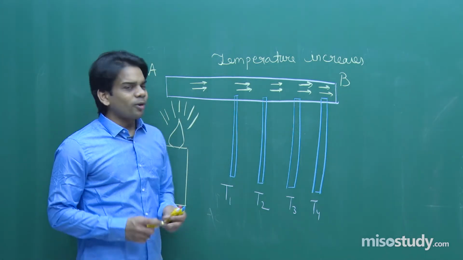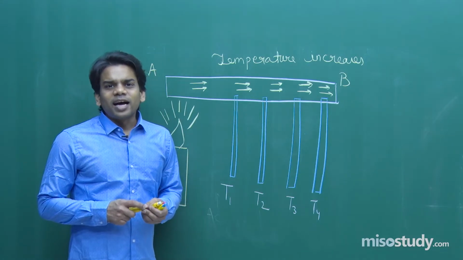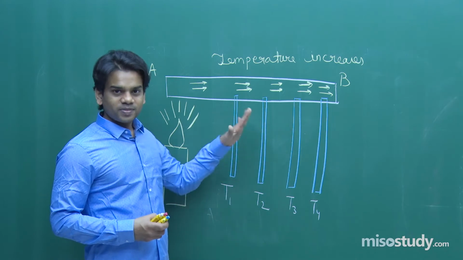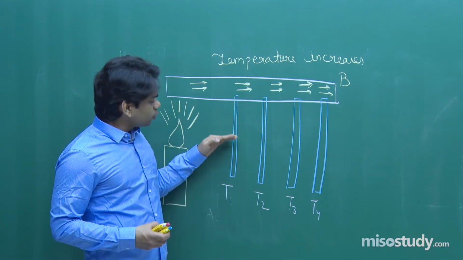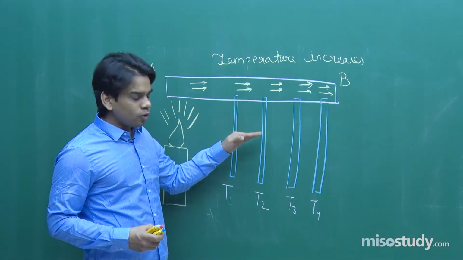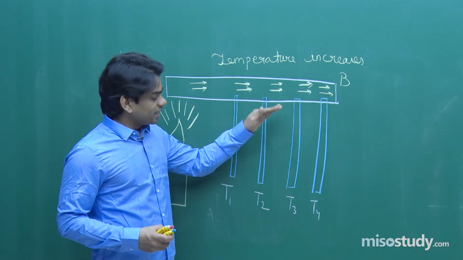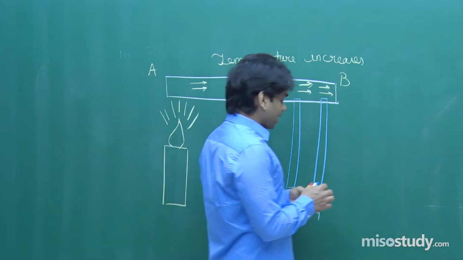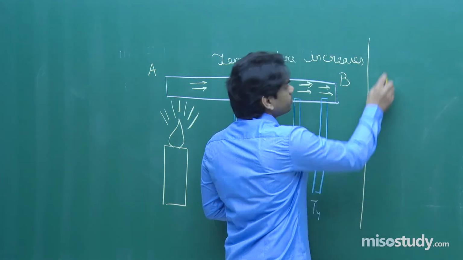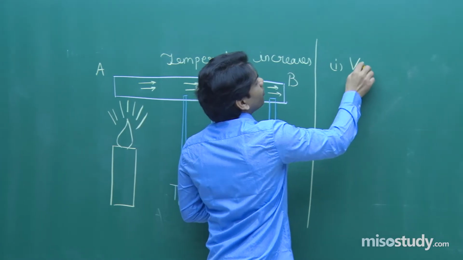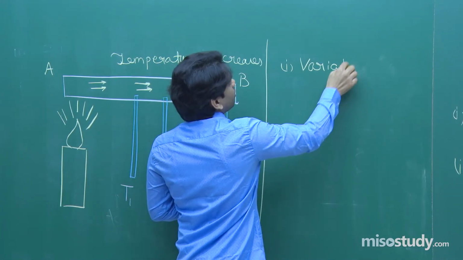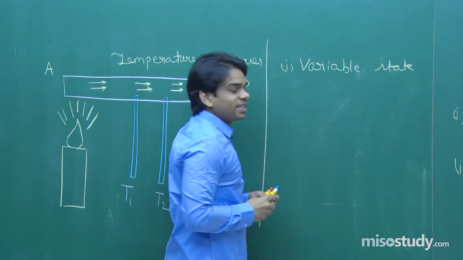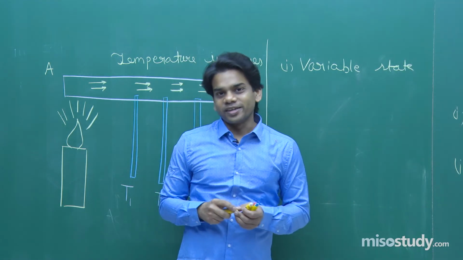Next, let's proceed. What I want to tell you is that for some time the temperature varies. Means T1 temperature will gradually go on increasing, T2 will also go on increasing, T3 also will go on increasing, and T4 will also go on increasing. So first of all, let me tell you some states. We are going to have a variable state. Variable state means till the time temperature varies at each of the ends.